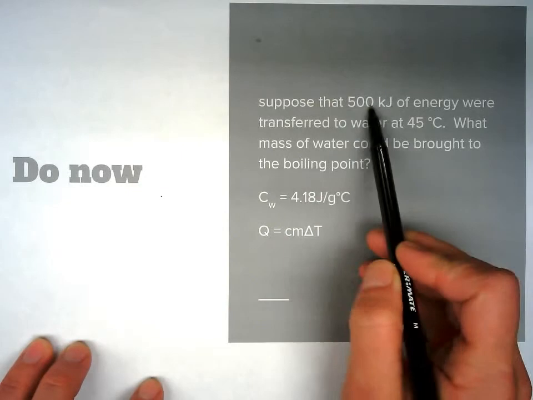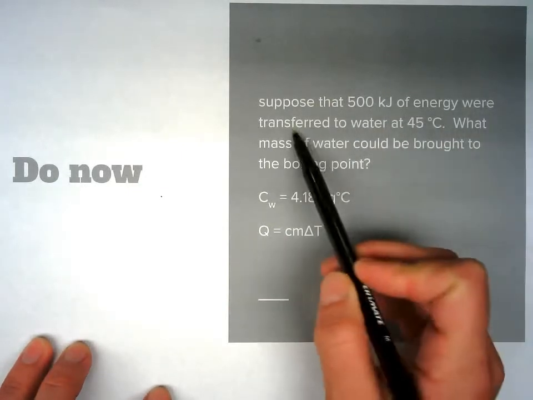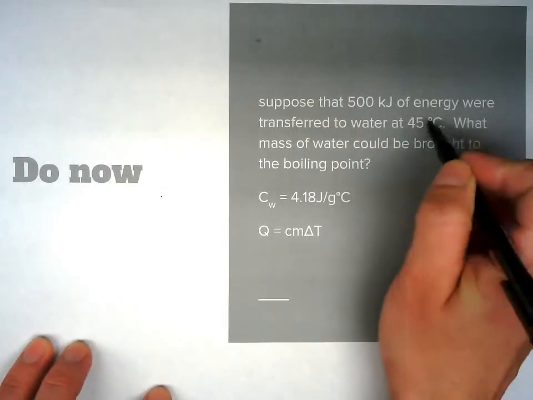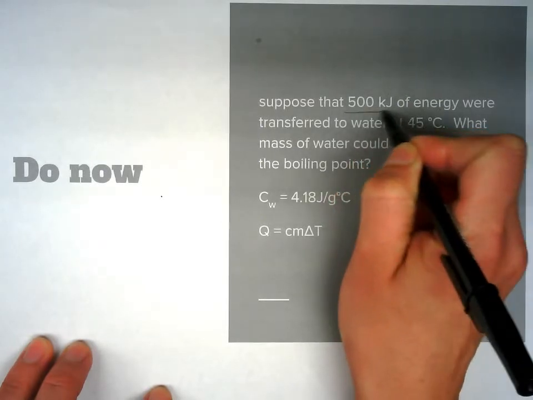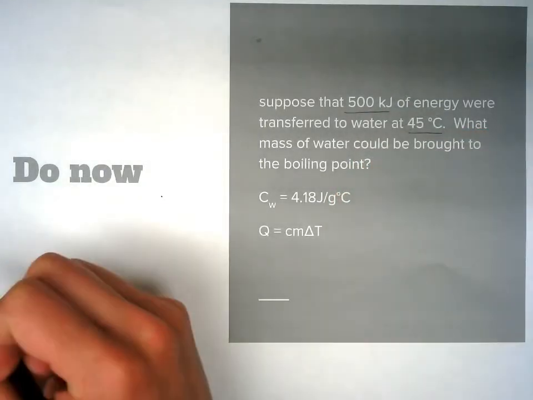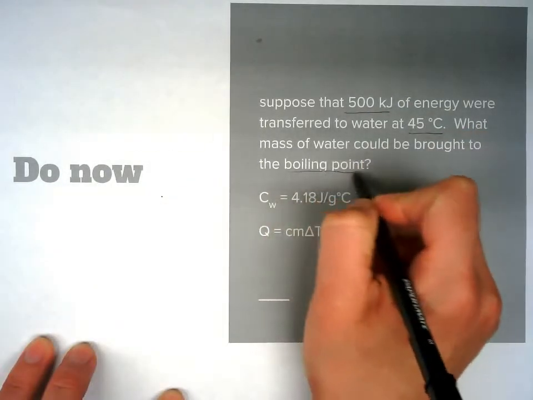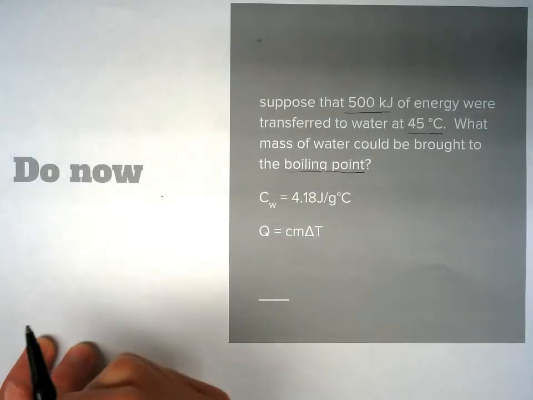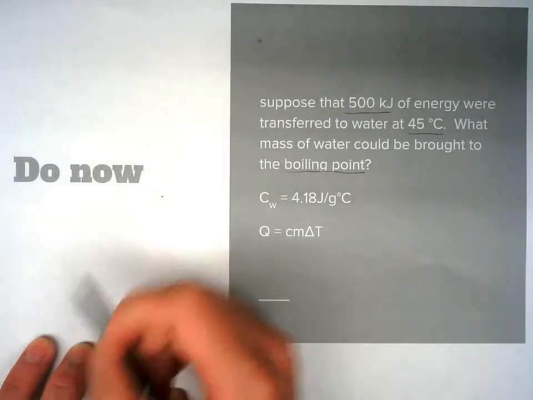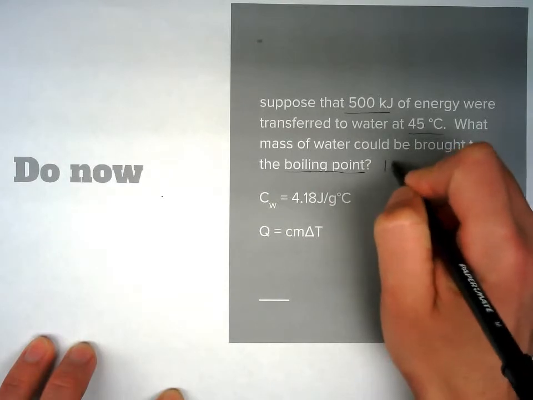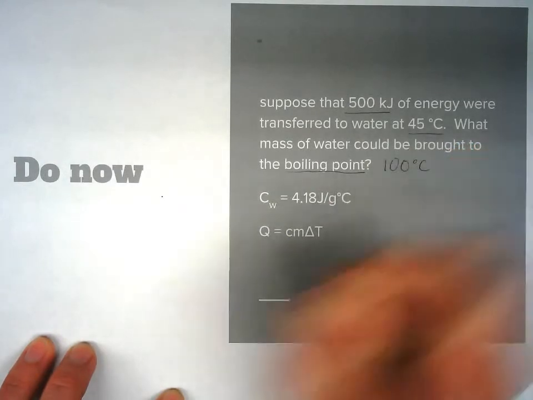So suppose that 500 kilojoules of energy were transferred to water at 45 degrees Celsius. What mass of water would be brought to the boiling point? So we're just bringing it right up to the boiling point. We're not actually boiling the water. And we know that the boiling point of water is 100 degrees Celsius.